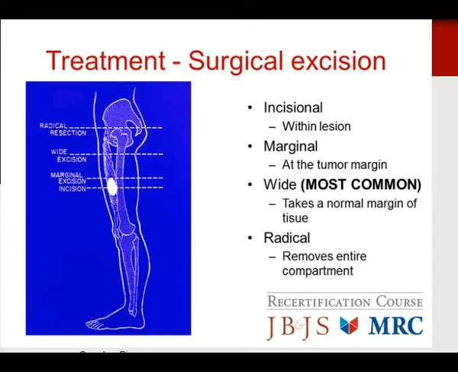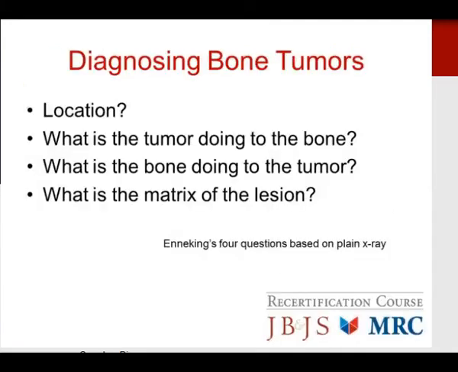Another key factor we're going to see throughout this talk is diagnosing bone tumors. The four big questions we like to ask: What's the location of the tumor? Epiphyseal, metaphyseal, diaphyseal. What's the tumor doing to the bone? How's the bone responding? And lastly, what's the matrix of the lesion?